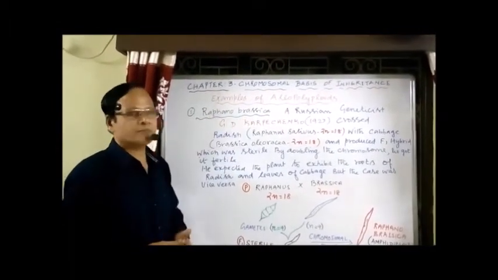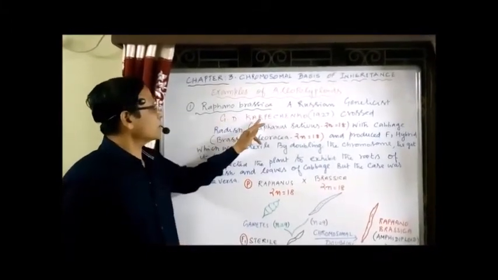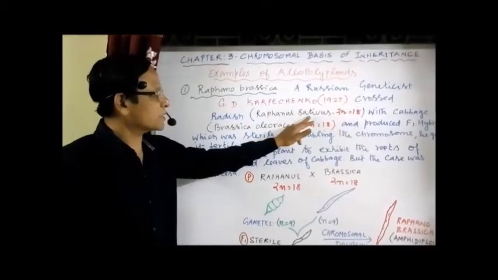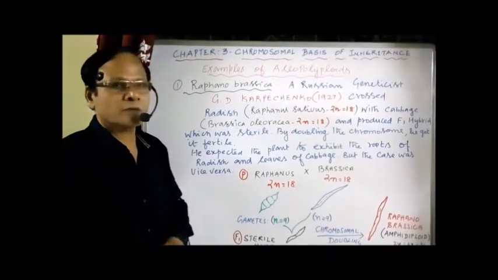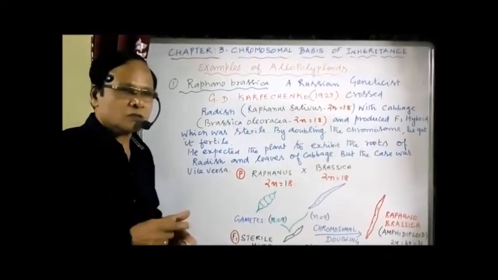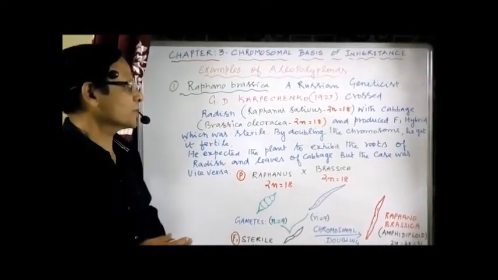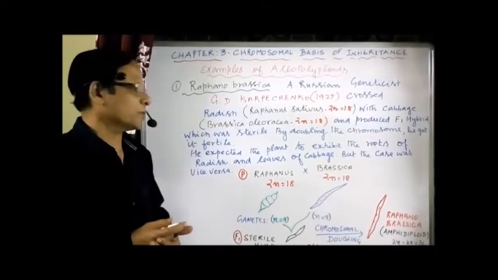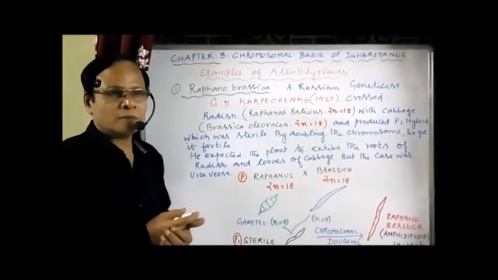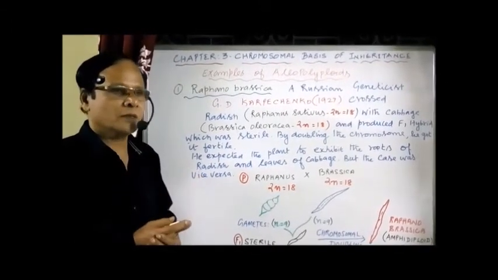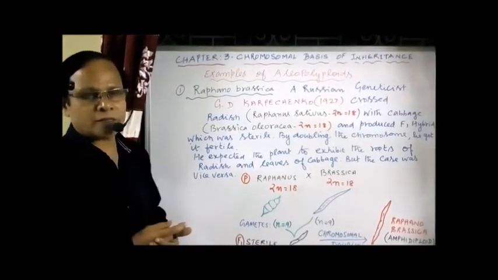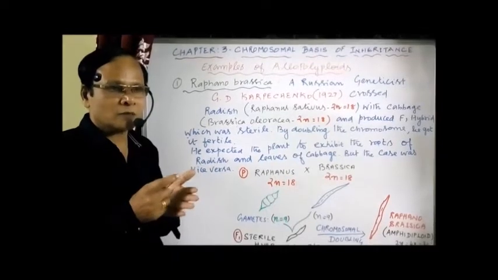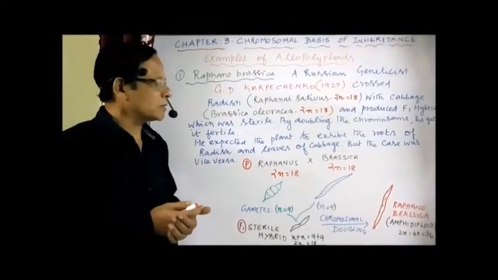One is Raphanobrassica. A Russian geneticist by name G.D. Karpechenko in 1927 crossed radish, Raphanus sativus, having diploid number 18, with cabbage, Brassica oleracea, which also has 18 chromosomes in the body cells, and produced an F1 hybrid, but the F1 hybrid was sterile. This is because of defective gamete formation. When he doubled the chromosome number by treating the plant with colchicine, he got it fertile. He expected the plant to exhibit the root of radish and the leaves of cabbage, but the result obtained was vice versa, so he was disappointed.